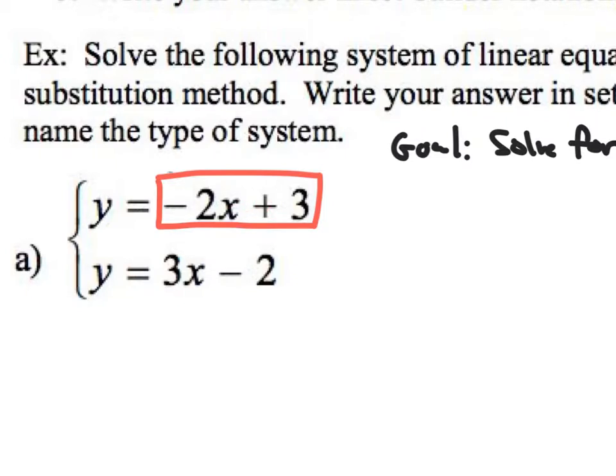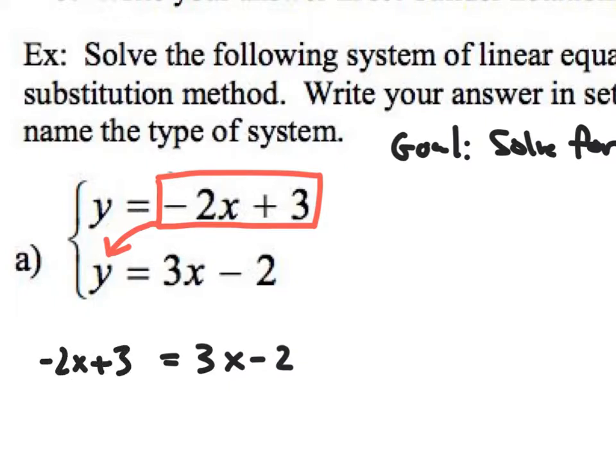So I'm going to rewrite the bottom part over here. I'm just going to do this part here, the equals 3x minus 2. And I want to write y, but I don't want to write y because I want to write what y is equal to. And y is equal to negative 2x plus 3. So I take negative 2x plus 3 and I substitute it in for y. I replace this y with what y is equal to in the other equation. So I'm going to write negative 2x plus 3.